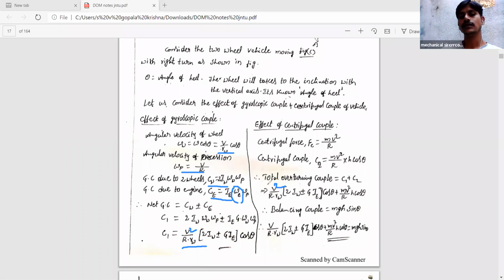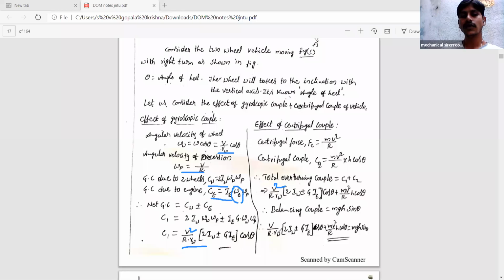When they ask for the total overturning couple, it is the sum of the effect of the gyroscopic couple and the effect of the centrifugal couple. And then how is it balanced? What is the balancing couple? The overturning couple is equal to the balancing couple. The balancing couple is mgh sin theta.